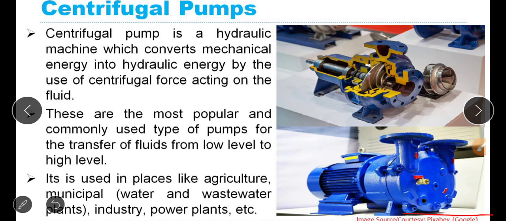We have completed fourth A part, impact of jet in all respects. Right? Now we'll go for fourth B, centrifugal pumps. Anybody? What is pump? What is pump?